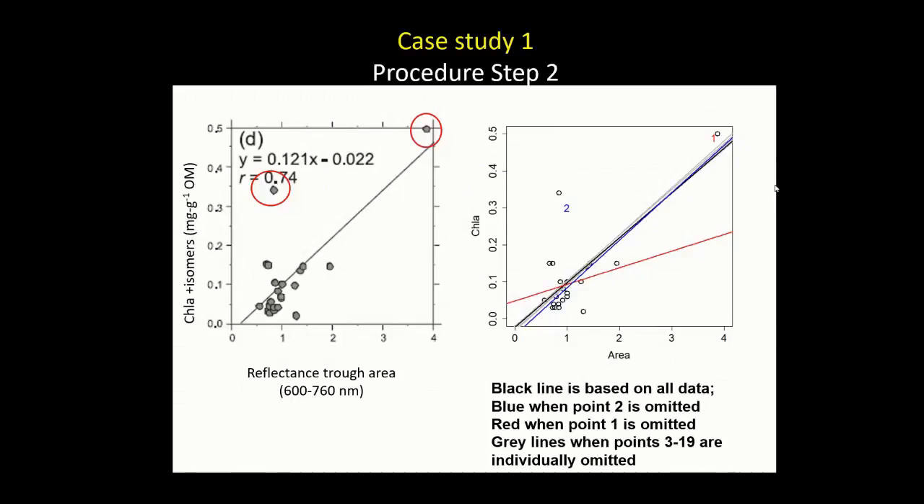If you remove point 2, which is in blue and labeled there, you get the blue line, and it looks almost identical to the black line, which is with all of them. And then I also removed a whole bunch of them, points 3 to 19, and they're little gray lines, which you barely see because they look almost the same. However, if you remove point 1, then you get a completely different curve, the red curve, which you can see below there.